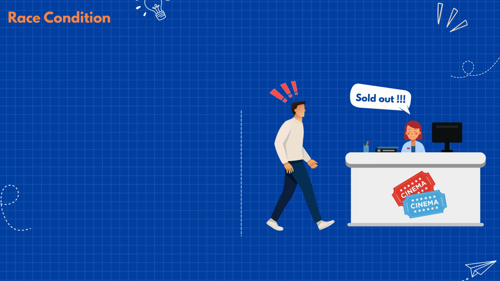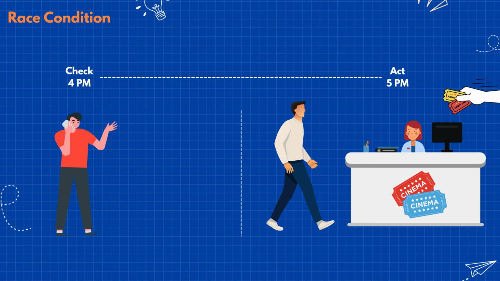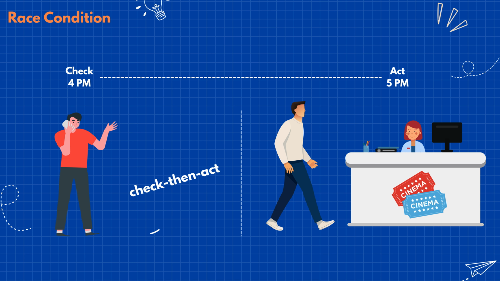The problem here was the duration between the check and the action. You checked the ticket availability at 4 pm and acted at 5 pm. In the meantime, someone else bought the tickets. That's a race condition, specifically a check-then-act scenario. The duration of this 1 hour is what we call a race window.